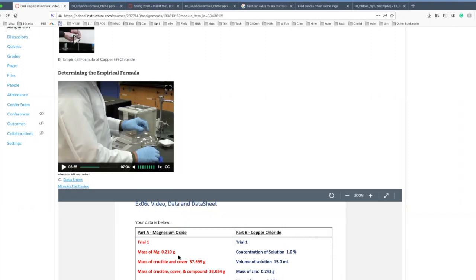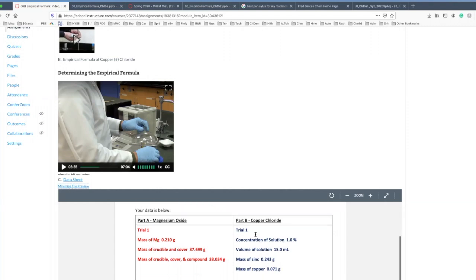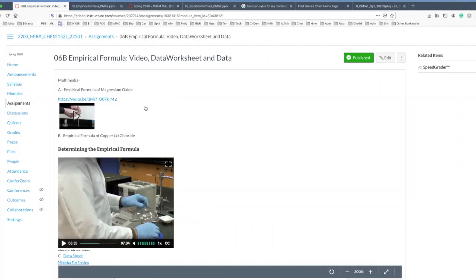This is the mass of the magnesium, the mass of the crucible and cover, the mass of the crucible cover and compound. So you have two trials. All you're doing is calculation for two trials. The copper chloride, well, you basically have the 1% solution, 15 ml volume. In my pre-lab discussion, I used 20. The mass of the zinc, the mass of the copper. Okay, so this is the data that you guys would put in your data worksheet. So this is where you would get all the information.